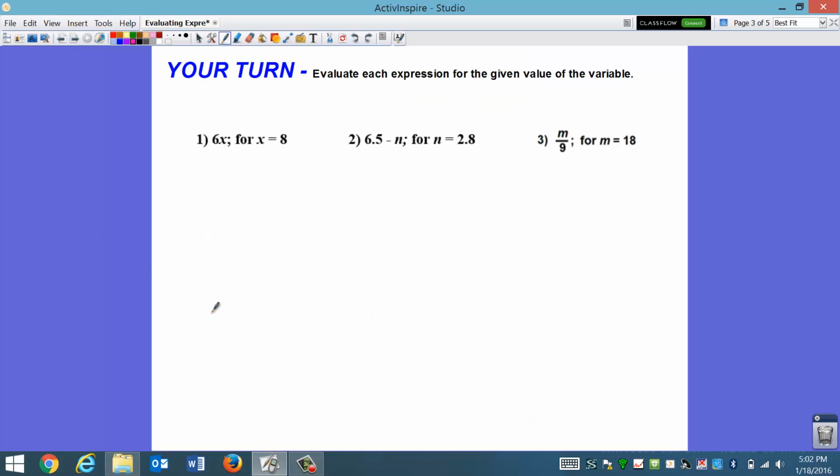Okay, now it's your turn. In your notes paper, you're going to go ahead and evaluate each expression for the given value of the variable. The first problem is 6 times x, and you're going to substitute 8 for x. The second problem is 6 5/10 minus n, where n is 2 8/10. And the third problem is m divided by 9, where you let m equal 18. So pause the video, solve the problems, and when you're done, come back to the video and go on to the next section.